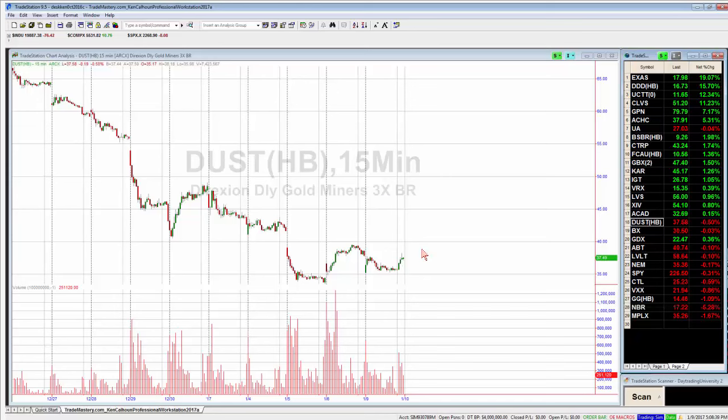Anyway, pivot play in DUST. This is the inverse gold. This goes up when gold goes down, and vice versa. It's been in a 2-day uptrend, or sort of does. Looks like it's trying to break out. I'm going to buy this over 40.5. I'm going to wait for it to get up here. But DUST, I've traded this successfully before. It's on a potential pivot. I'm not going to go long unless it breaks here.